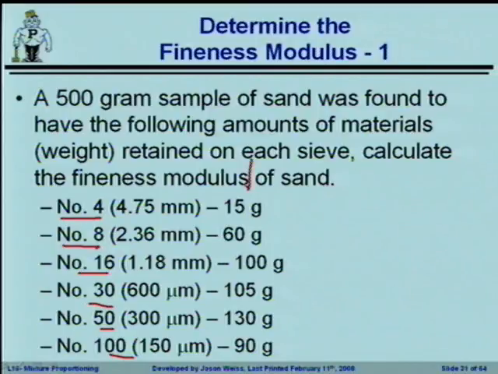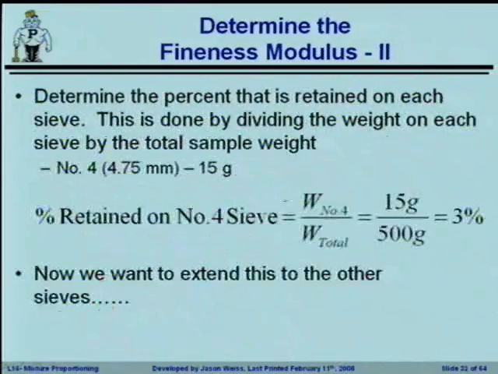This weight over here is the weight that's retained on each one of these sieves. This is what you would be weighing out on your particular scale. You would take each one of those numbers and you would determine the percentage that's retained on each of the sieves. That is simply going to be the weight of the number 4 aggregate divided by the total weight. So for the number 4 aggregate, we had 15 grams. The total weight of our sample was 500 grams. We would end up with 3% by weight retained on that sieve.